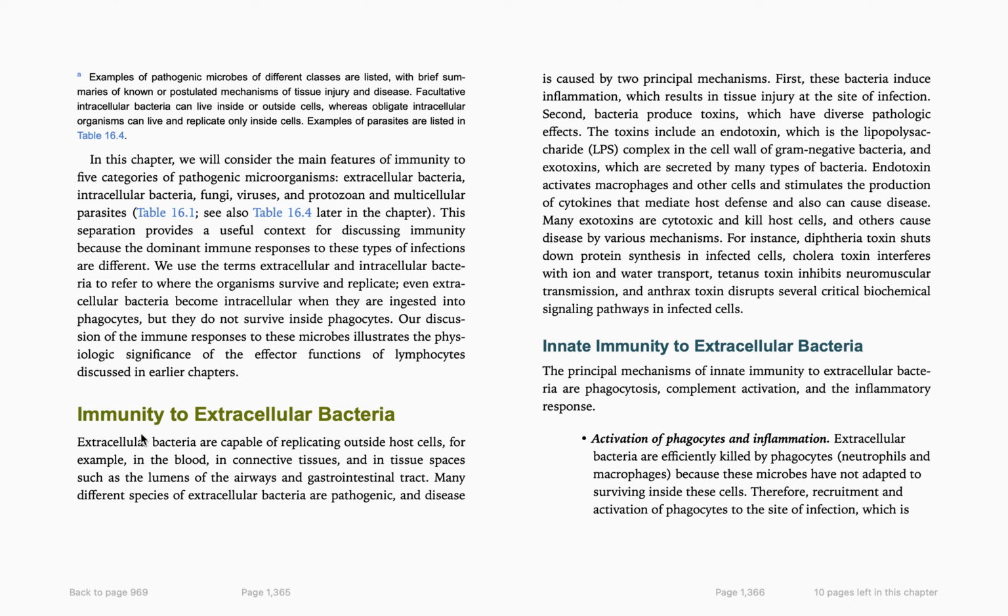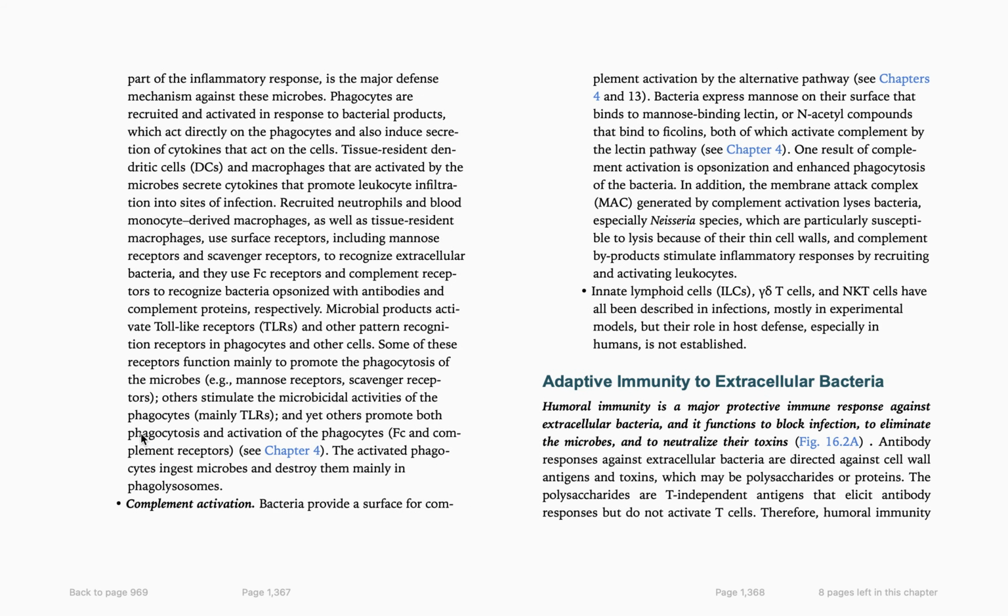Innate immunity to extracellular bacteria. The principal mechanisms of innate immunity to extracellular bacteria are phagocytosis, complement activation, and the inflammatory response. The activation of phagocytes and inflammation. Extracellular bacteria are efficiently killed by phagocytes, that is, neutrophils and macrophages, because these microbes have not adapted to surviving inside these cells. Therefore, recruitment and activation of phagocytes to the site of infection, which is part of the inflammatory response, is the major defense mechanism against these microbes.